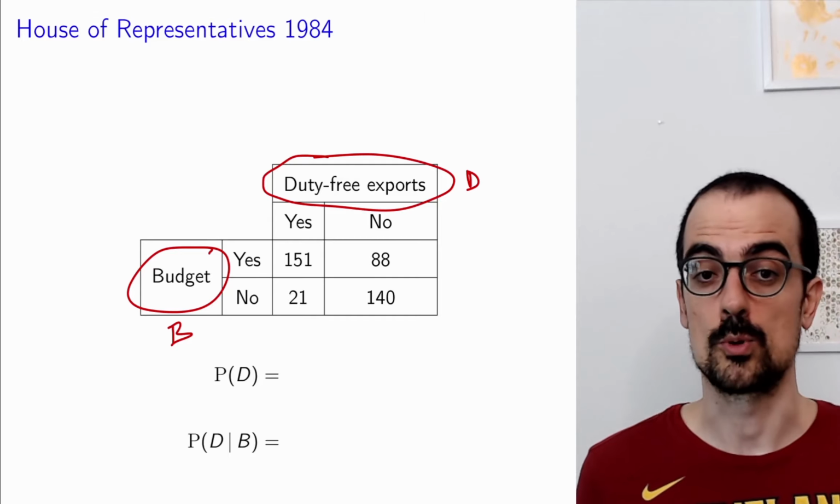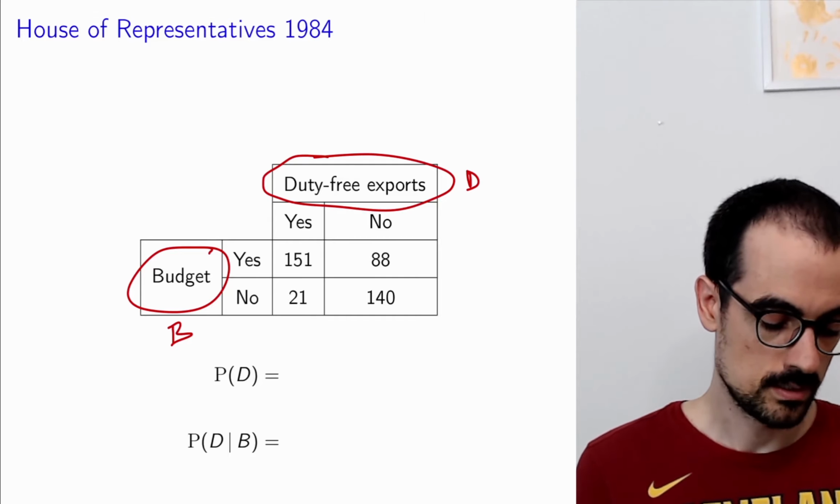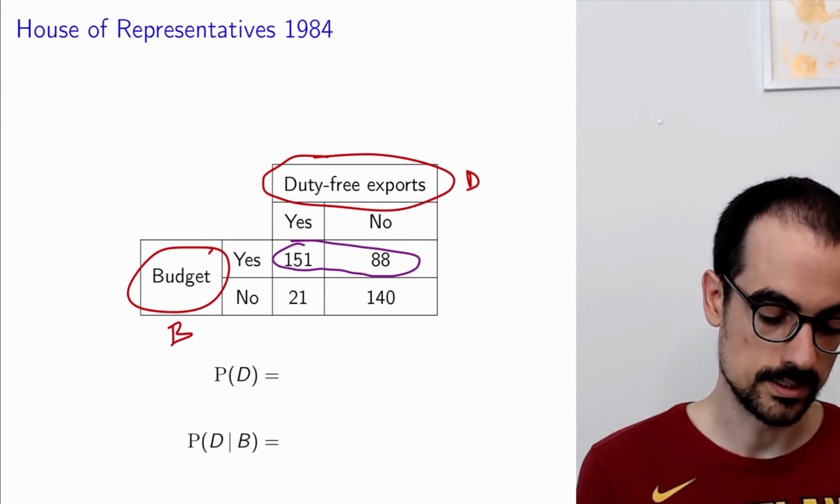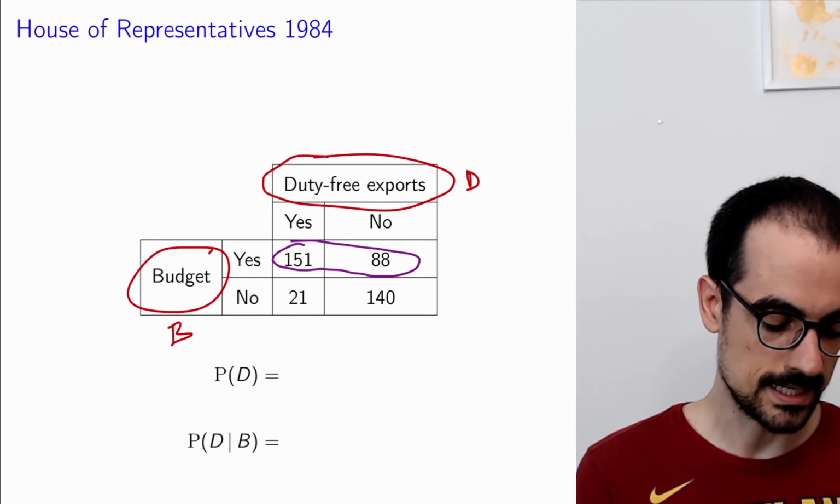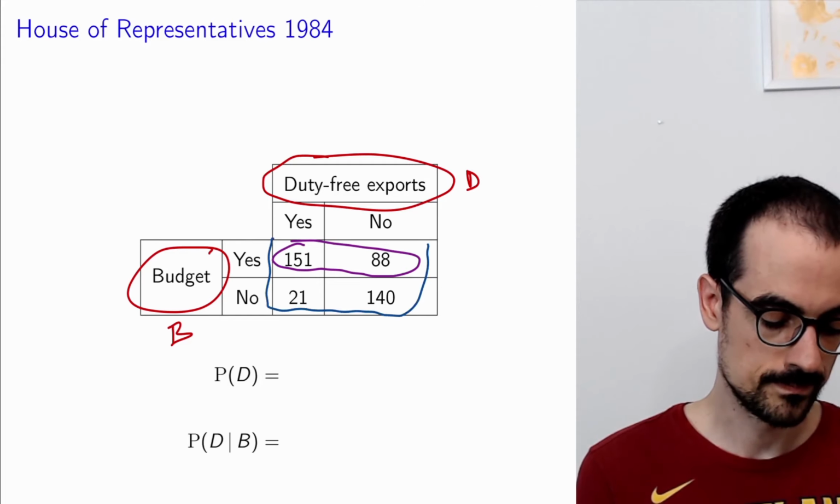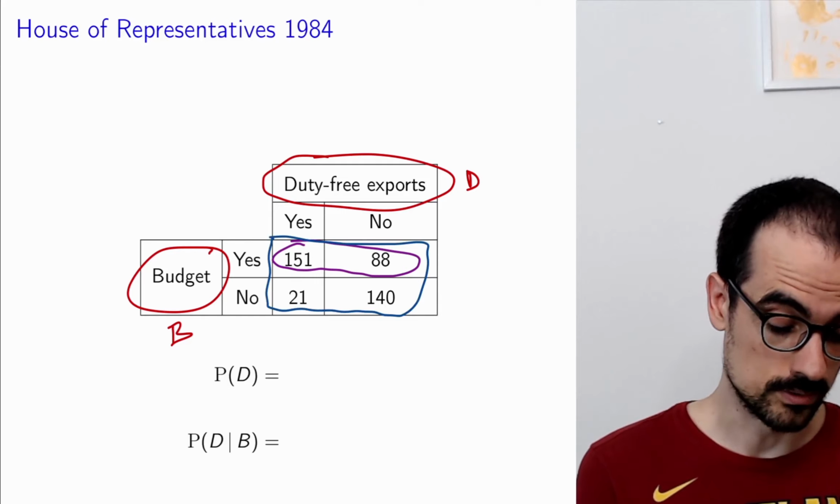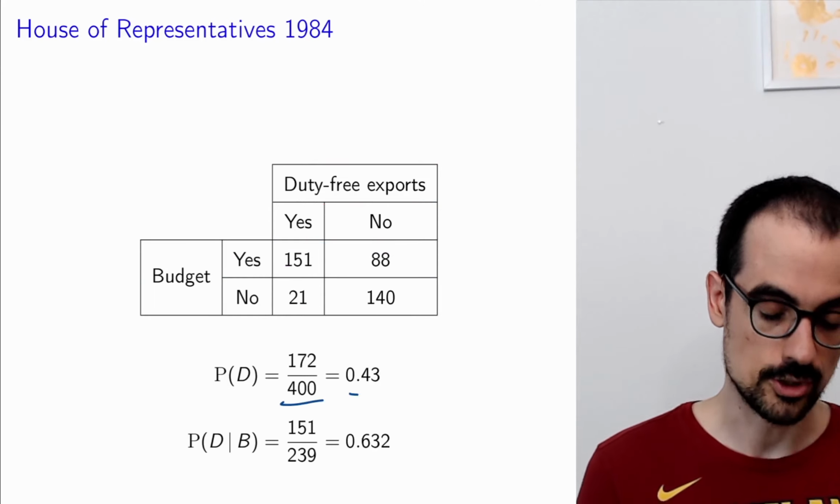We used empirical probabilities to compute the probability of D. This is just a brief review on empirical probabilities. We count how many times D happened and we divide by the total number of votes. That's 174 over 400, 0.43.